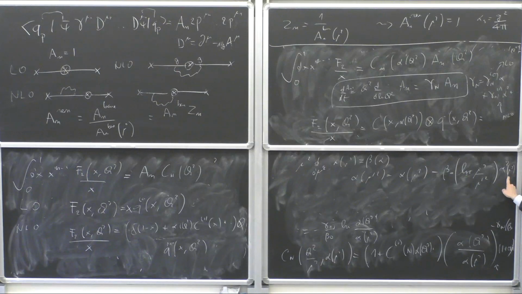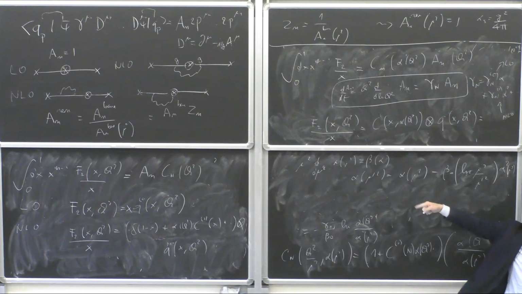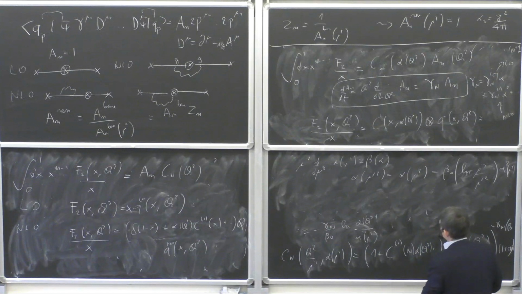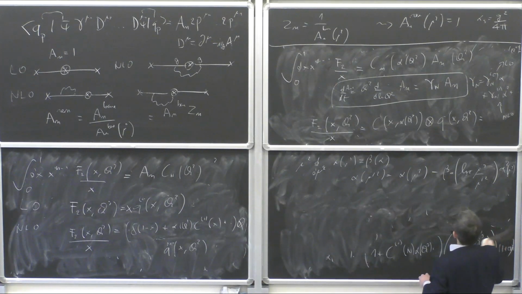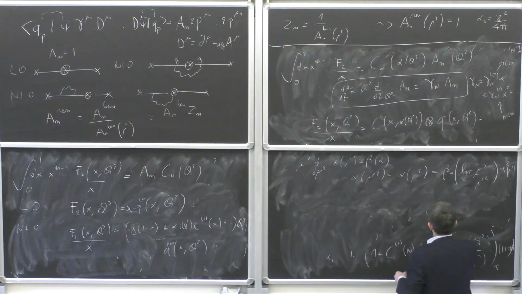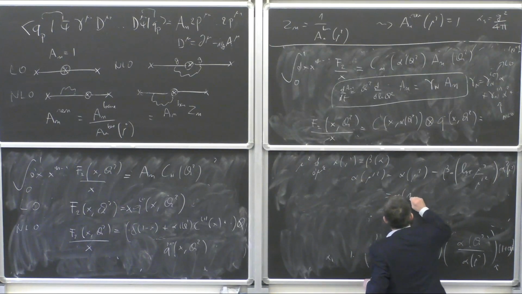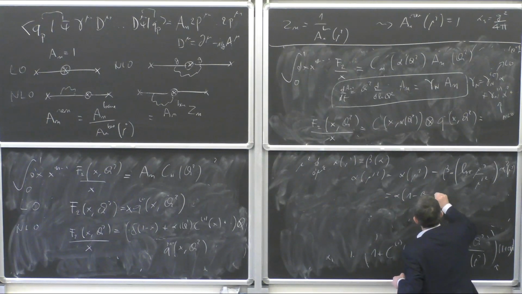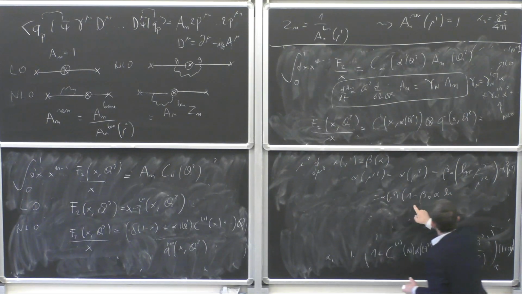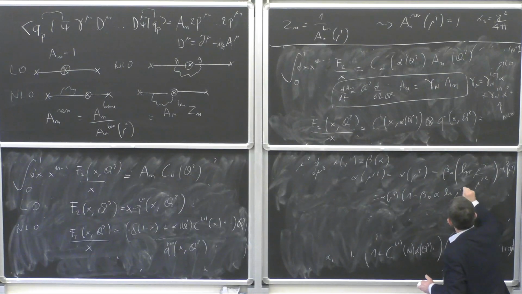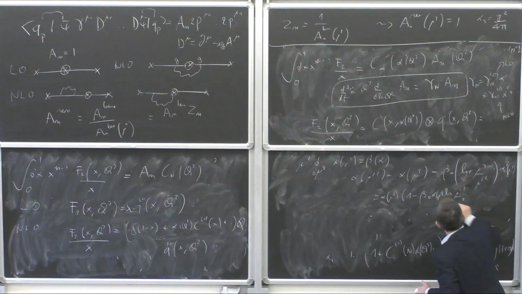At this order, it doesn't make any difference. Just solve the equation and plug this back. So I can write this as alpha times 1 minus beta naught alpha log mu prime square over mu square, and this is alpha of mu square.